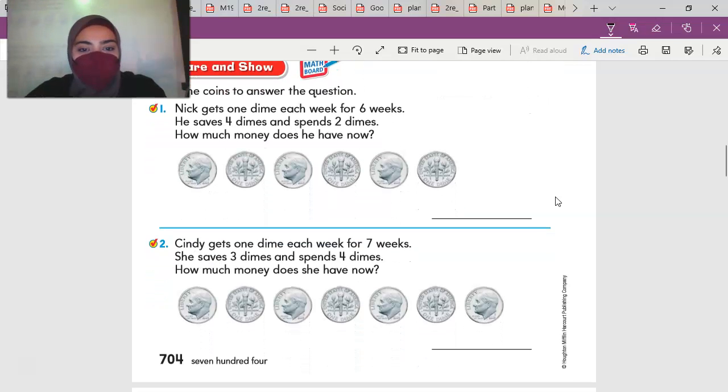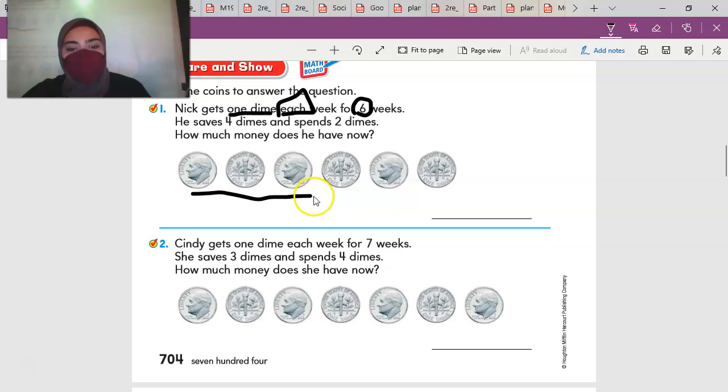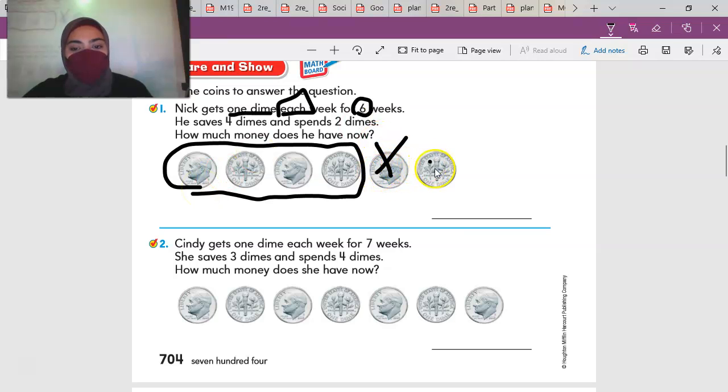Use the coins to answer the question. Nick gets 1 dime each week for 6 weeks. Let's see, 1, 2, 3, 4, 5, 6. So I'm going to underline, he gets 1 dime each week. I'm going to box each for 6 weeks. He saves 4 dimes and spends 2 dimes. So he saves 4. I'm going to circle the ones he saves. This is going to be my imaginary piggy bank. He saves 4 dimes and he spends 2. And put an X on 2 because those are gone. He saves, underline that, 4 dimes and underline spends 2.